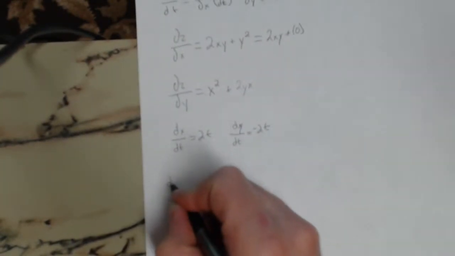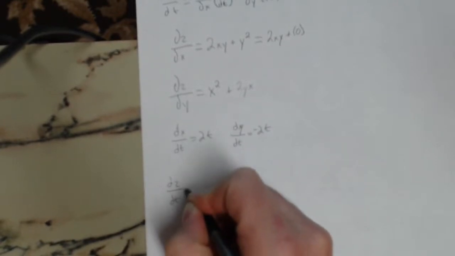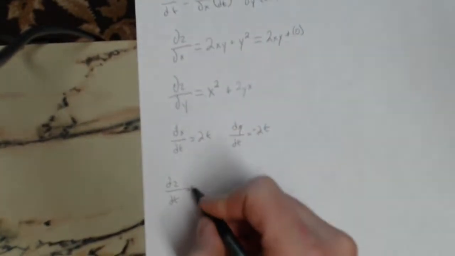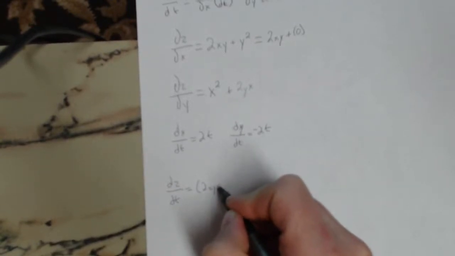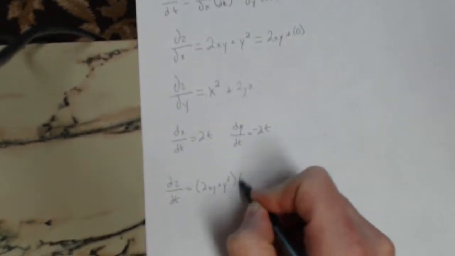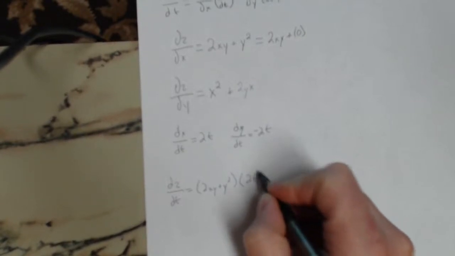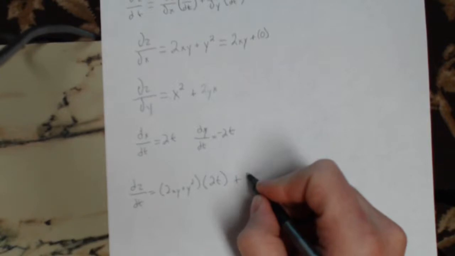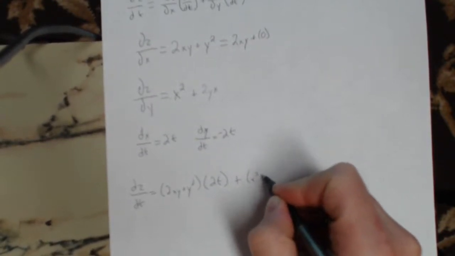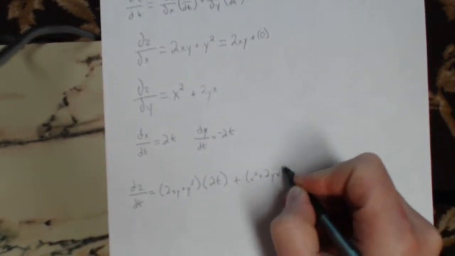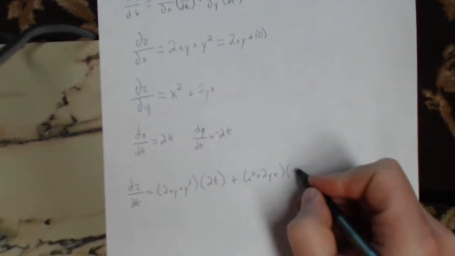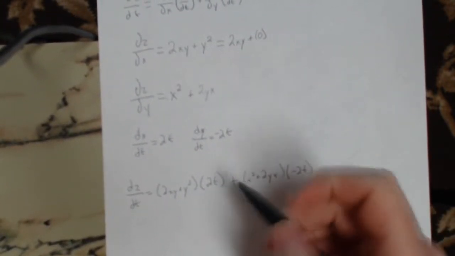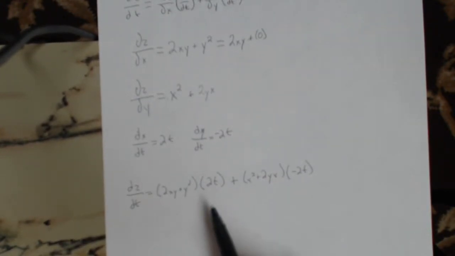I'm going to do that right here. And so dz/dt equals the partial with respect to x, 2xy plus y squared, times dx/dt, which is 2t, and then plus the partial with respect to y, which is x squared plus 2yx, times negative 2t. And as far as finding dz/dt, this is an acceptable answer.